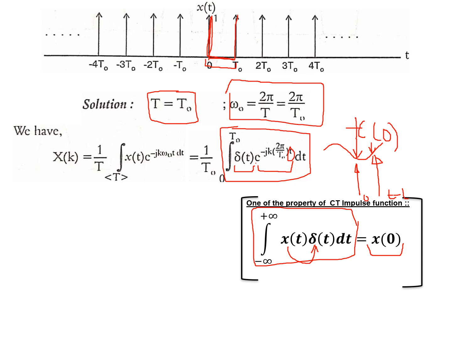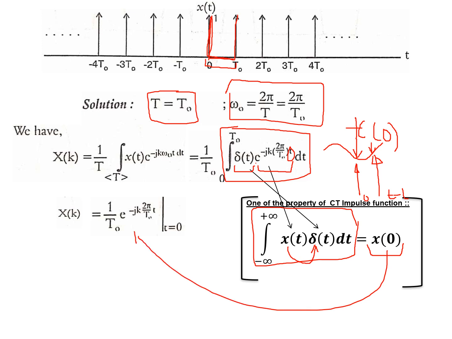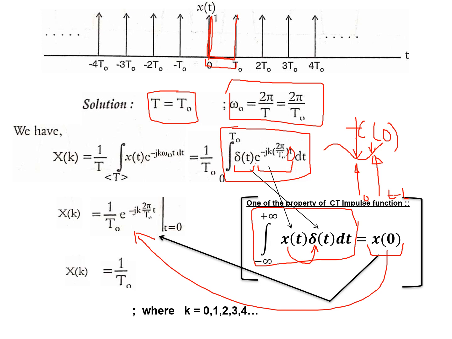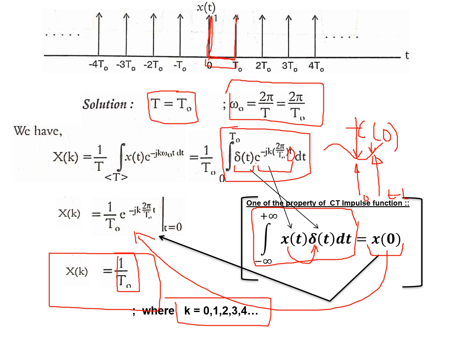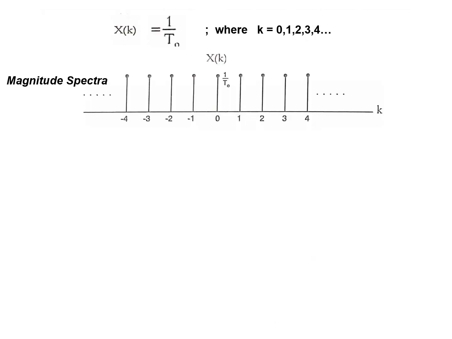What do I get if I put t is equal to 0? See, this is delta t, and this is x of t. If I put t is equal to 0 here, what I get is 1 by t naught. So X of k is 1 by t naught. It's constant. X of k is constant for all values of k, starting from 0, 1, 2, 3, 4 up to infinity. The value always remains constant at 1 by t naught, and at every point it is nothing but one impulse. This is what the spectra is.